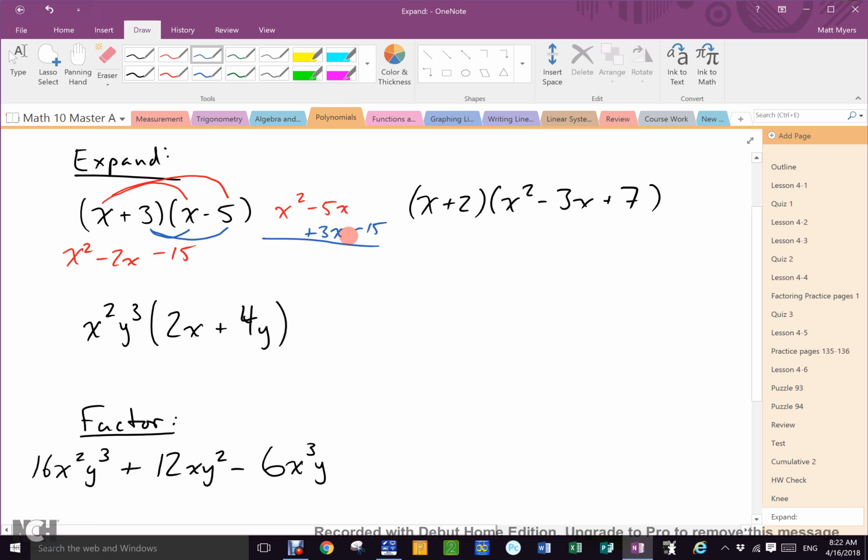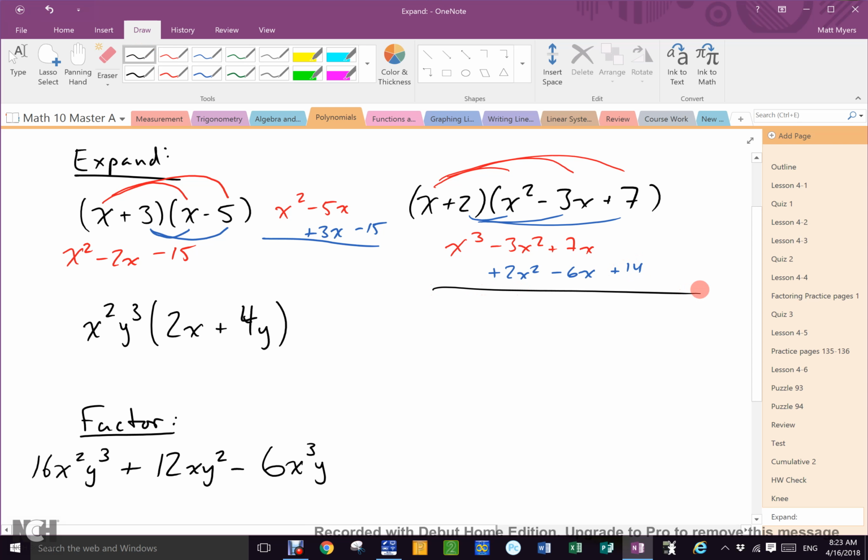Over here, in this one, you don't really have a choice. I mean, there is a little shortcut. You can memorize it, but it's much easier, I find, just to distribute 3 times 1, 2, 3, which gets you x cubed minus 3x squared plus 7x. And then 1, 2, 3 plus 2x squared minus 6x plus 14, and then gather it up.